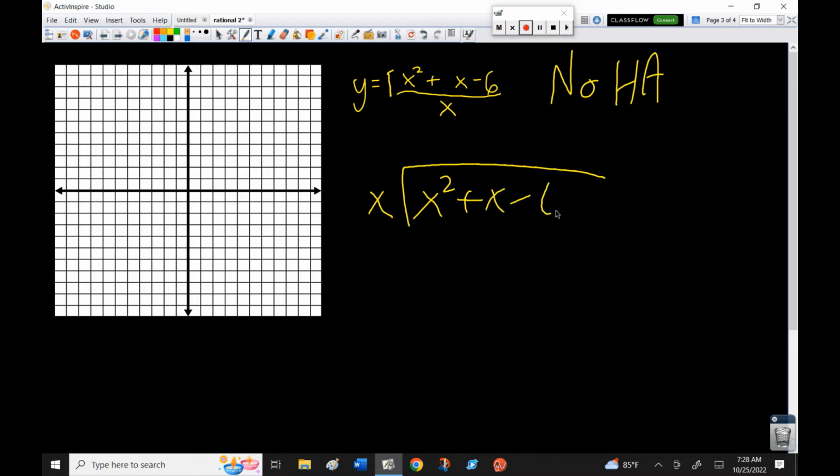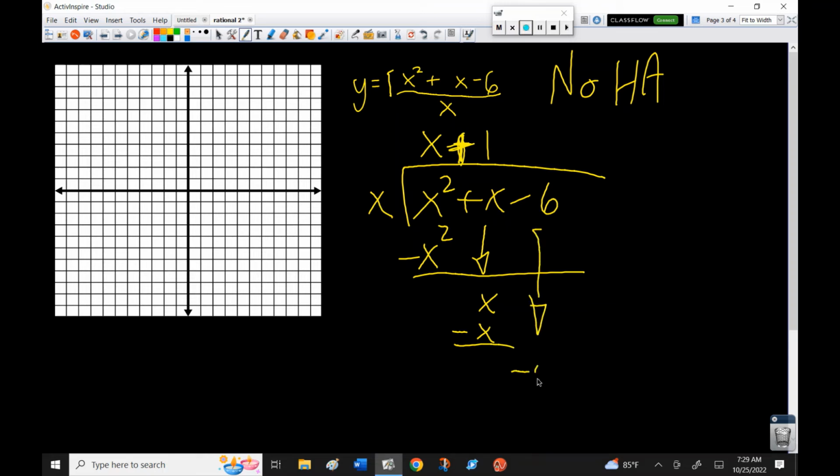One of the reasons why we practiced long division before we did this rational functions unit. X goes into x squared, x times x is x squared. We're subtracting that. Drop down the x. How many times does x go into x? 1 time. That's a plus sign. 1 times x is x. Subtract that. We drop down the -6. This is our remainder, so we're going to write the remainder -6 over x.